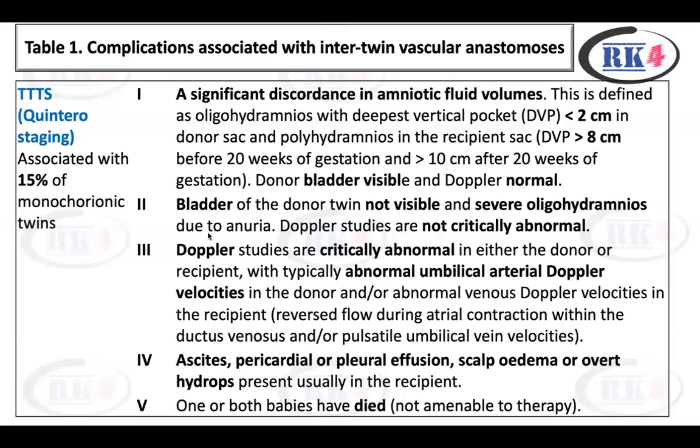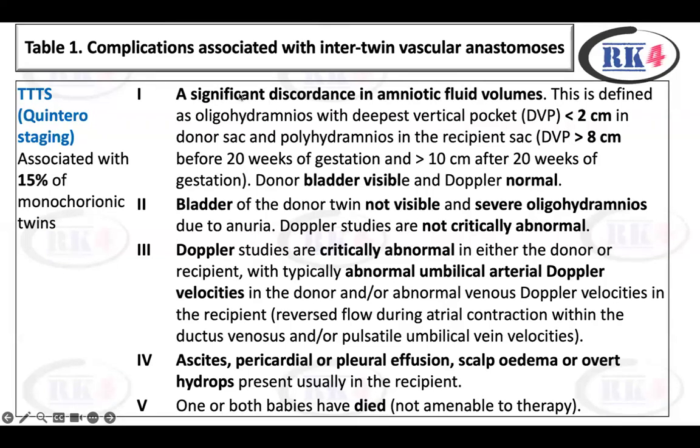TTTS Quintero staging. Okay, there is a bit of change here, so we'll spend a little bit of time here. There is a table given of complications associated with intertwin vascular anastomosis. So we know that TTTS is the main complication, and that is graded with the help of Quintero staging. And this is present in about 15% of monochorionic twins. Now, these are the stagings. So here is a difference: there is a significant discordance. Stage 1 is when there is a significant discordance in amniotic fluid volume. How do we define it?